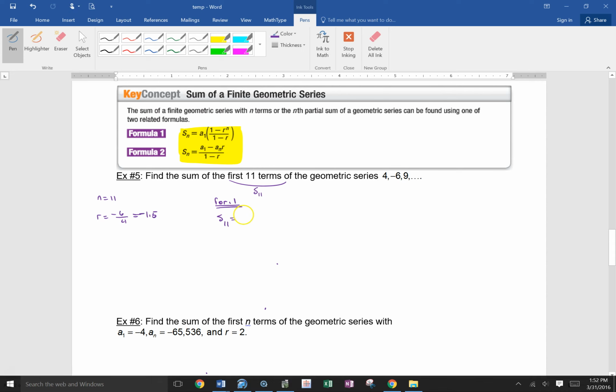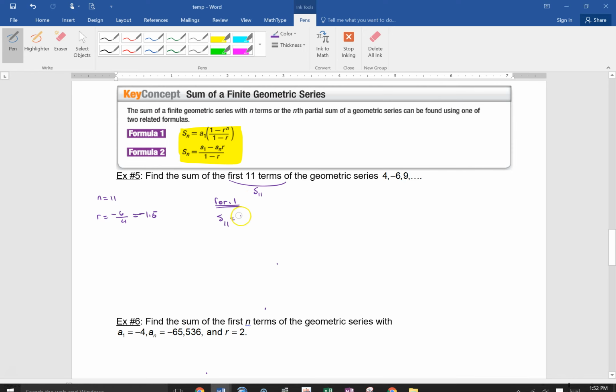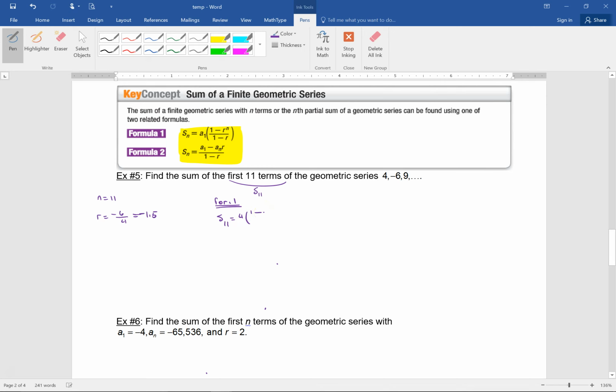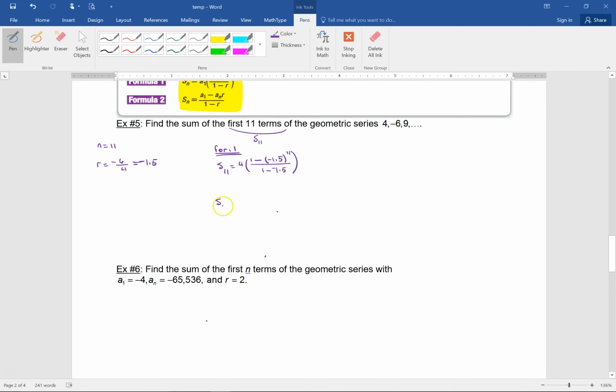So formula 1. S11 is equal to a1, which is 4, times 1 minus negative 1.5 to the power of 11, over 1 minus negative 1.5. You plug this into your calculator the way it is. Let me write it again. So S11 is equal to 4 times 1 minus negative 1.5 to the power of 11, all over 1 plus 1.5, which is 2.5. Okay, so that's the sum of the first 11 of those numbers.